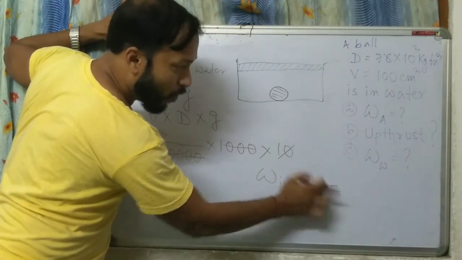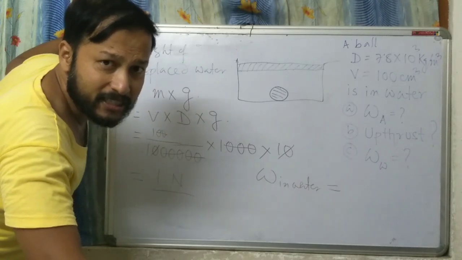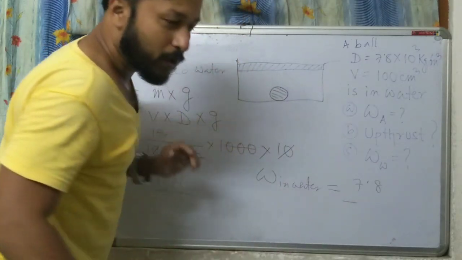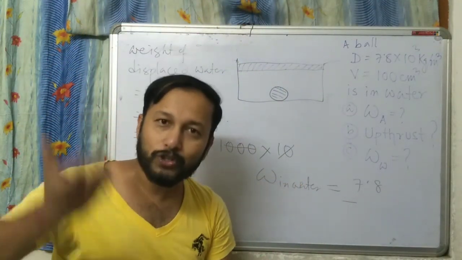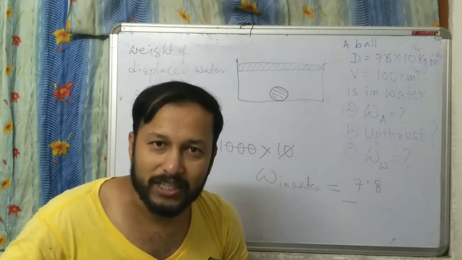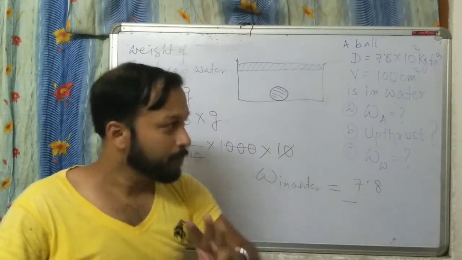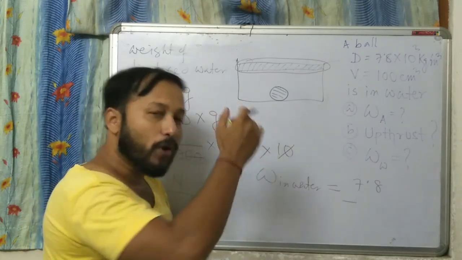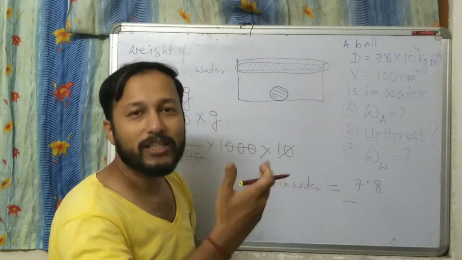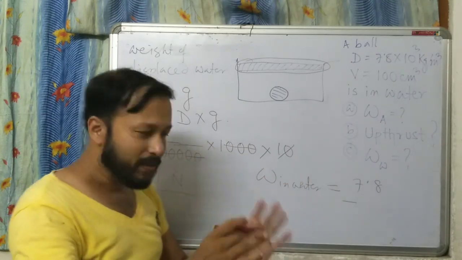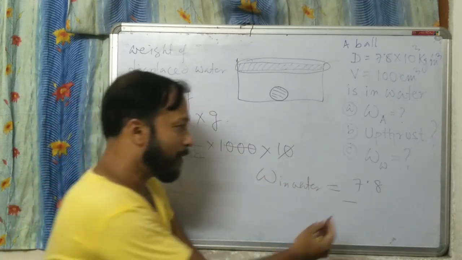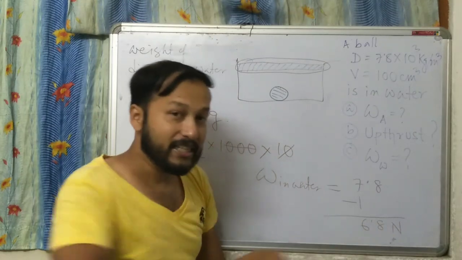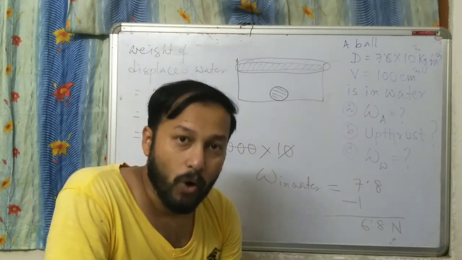So what is the weight of the ball in air? We calculated it, it was 7.8. So 7.8 minus upthrust or force of buoyancy or weight of the displaced liquid. These three terms are same. Understood? What is the weight of this much liquid and what is the upthrust or the force of buoyancy? These are all the same. That is 1 Newton. So just minus 1. So we are getting 6.8 Newton. That is the weight of this ball in water.